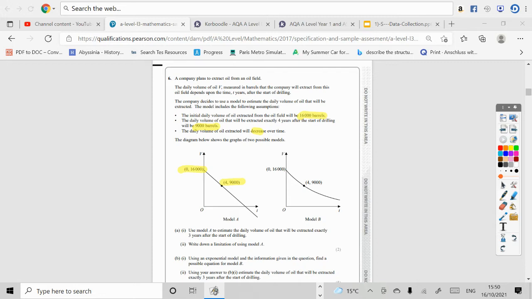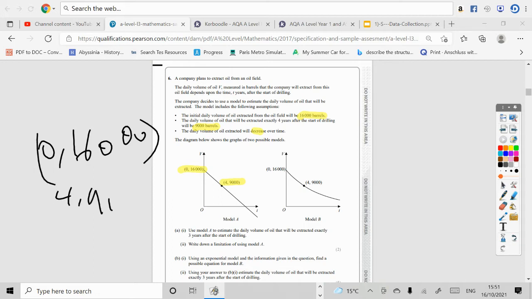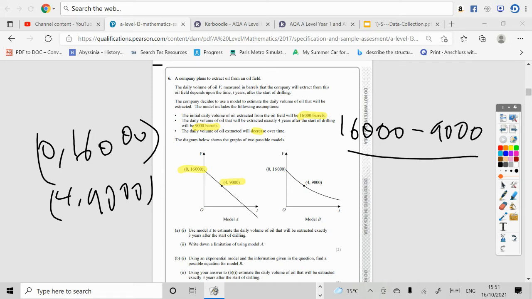So what I've highlighted there will be quite useful to us because we know 2 points. We know the 0 and 16,000, and we know the 4 and 9,000, don't we? We need the gradient between the two, so I'm going to put the 16,000 on the top. So we've got 16,000 minus 9,000, and I'll be putting 0 minus 4 underneath. Kind of looks about right because it's looking like a negative straight line. So the gradient is minus 1750.